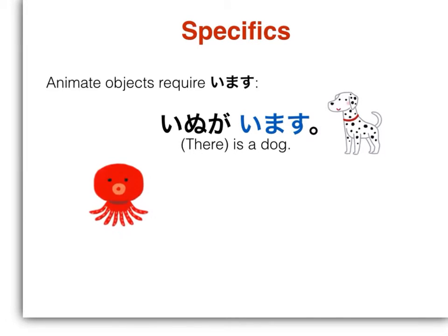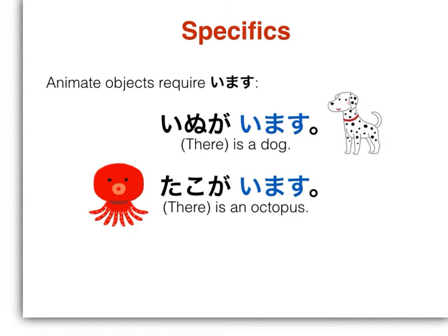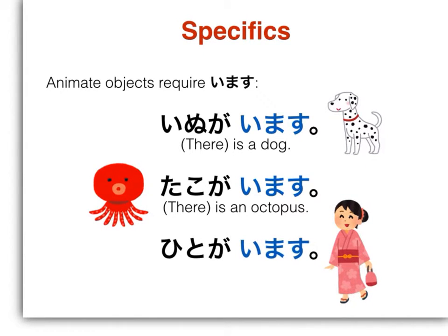Now, our next example. Tako ga imasu. There is an octopus. Hito ga imasu. There is a person.